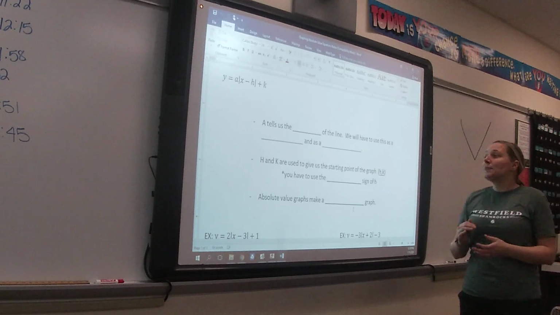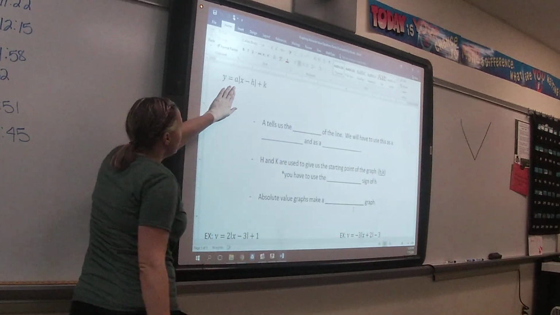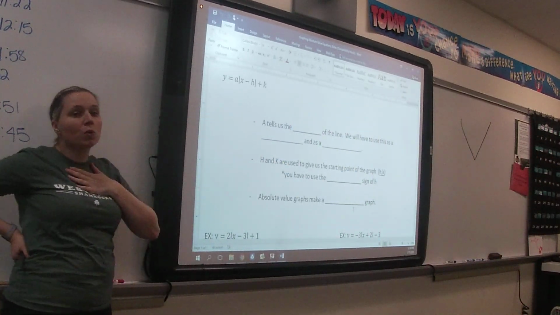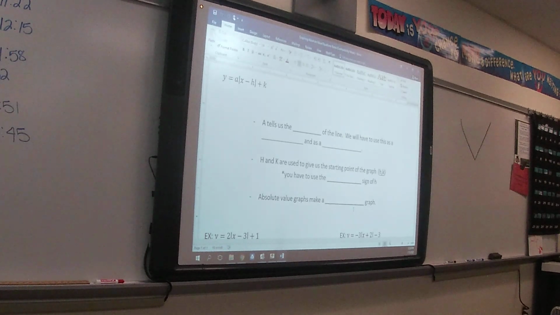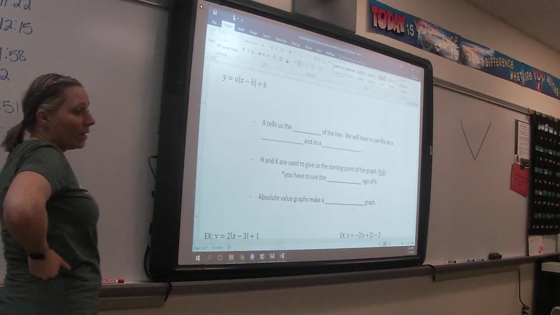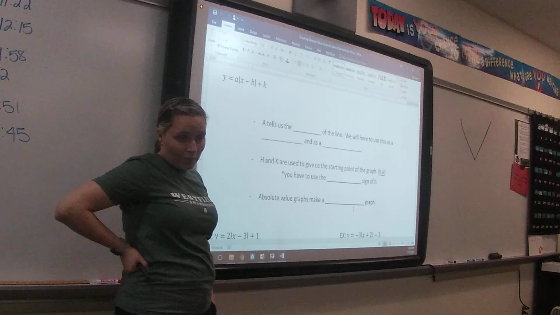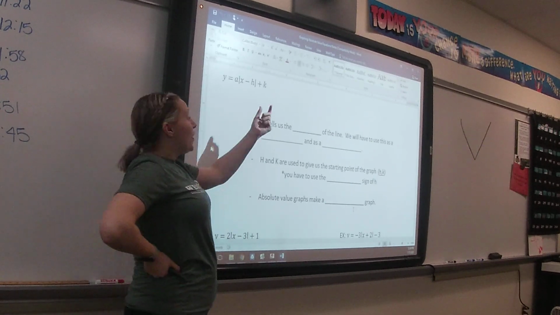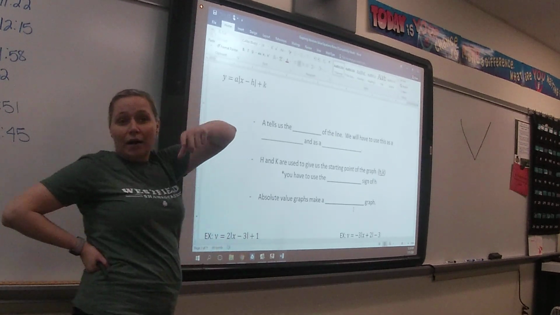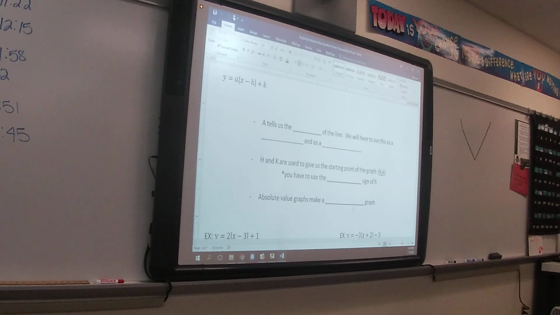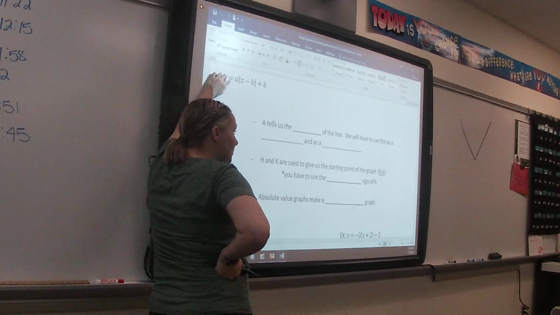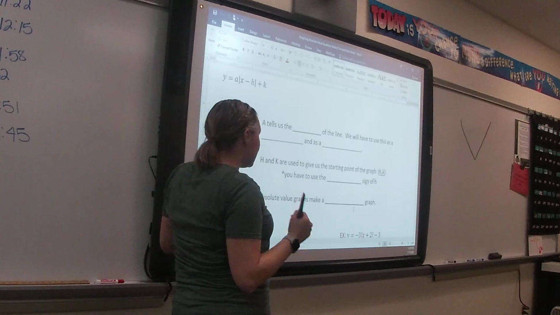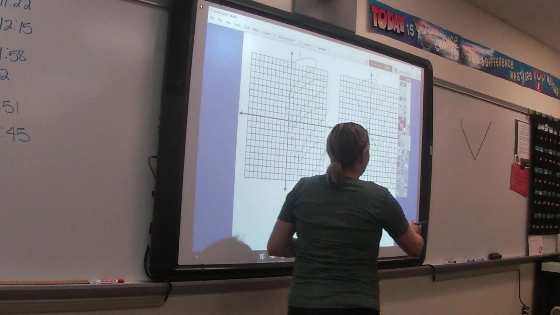Okay, so in an absolute value equation, we have the general form y equals a times the absolute value of x minus h, plus k. This h and k are new variables to us. However, they're going to function very similar to things we already know. This a in front is basically telling us the slope.